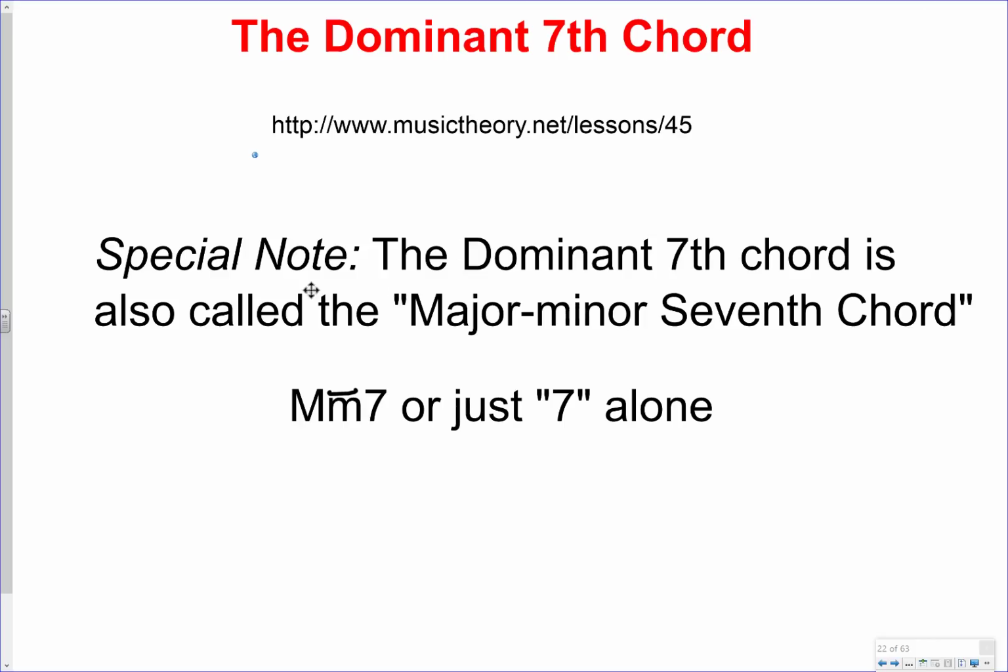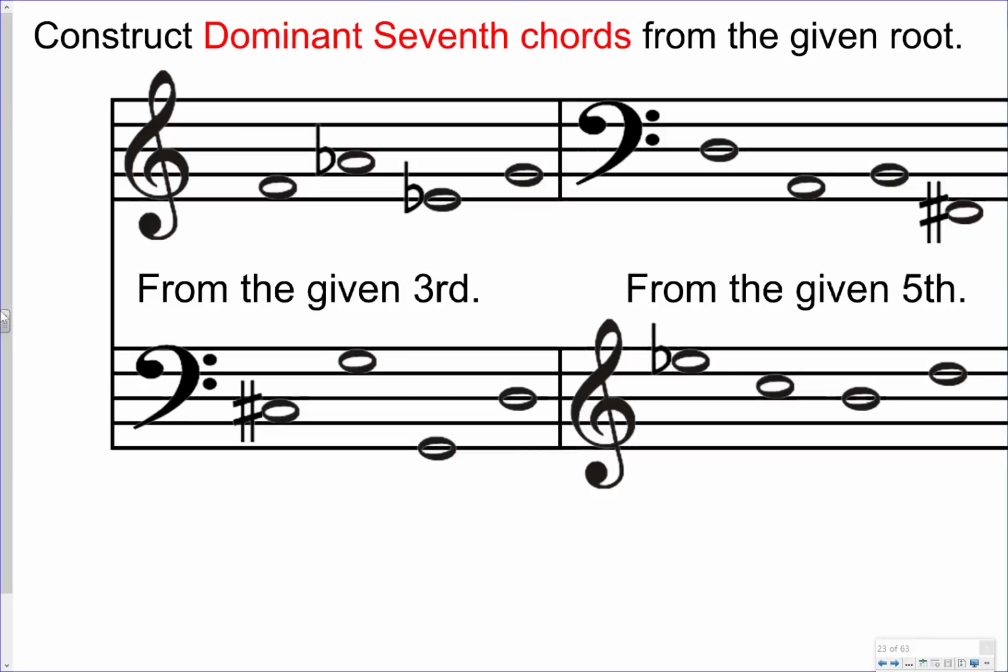Okay, so just to recap, the dominant seventh chord is also called the major minor seventh chord, and the symbol is just a 7 alone, but sometimes you will see it as a capital M, lowercase m, with a 7 next to it. The dominant seventh chord is a major triad and a minor seventh interval. So if we go on, we can now construct dominant seventh chords from the given root, the given third, and the given fifth. So let's do the first one together.